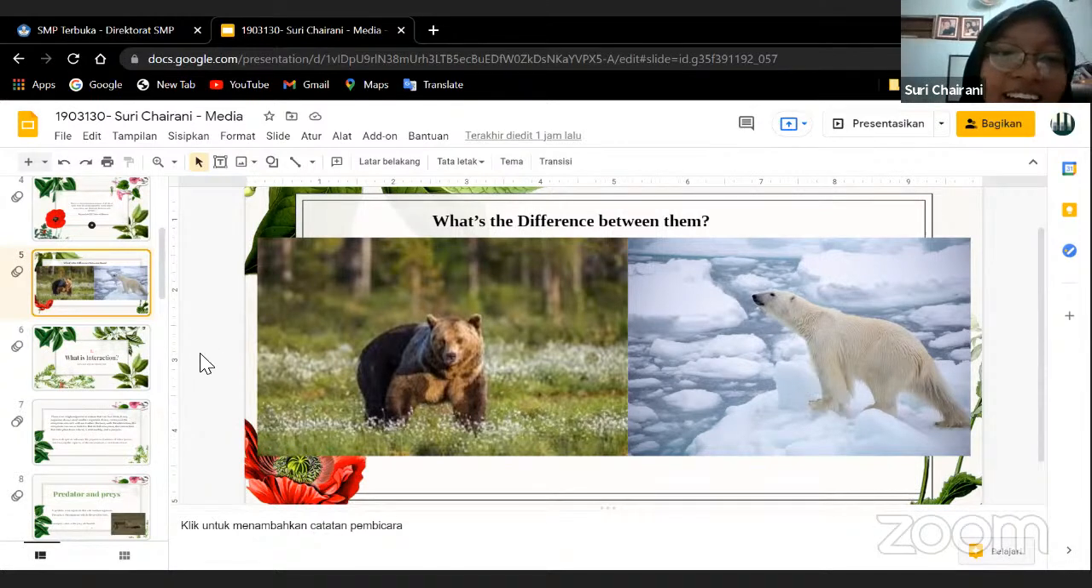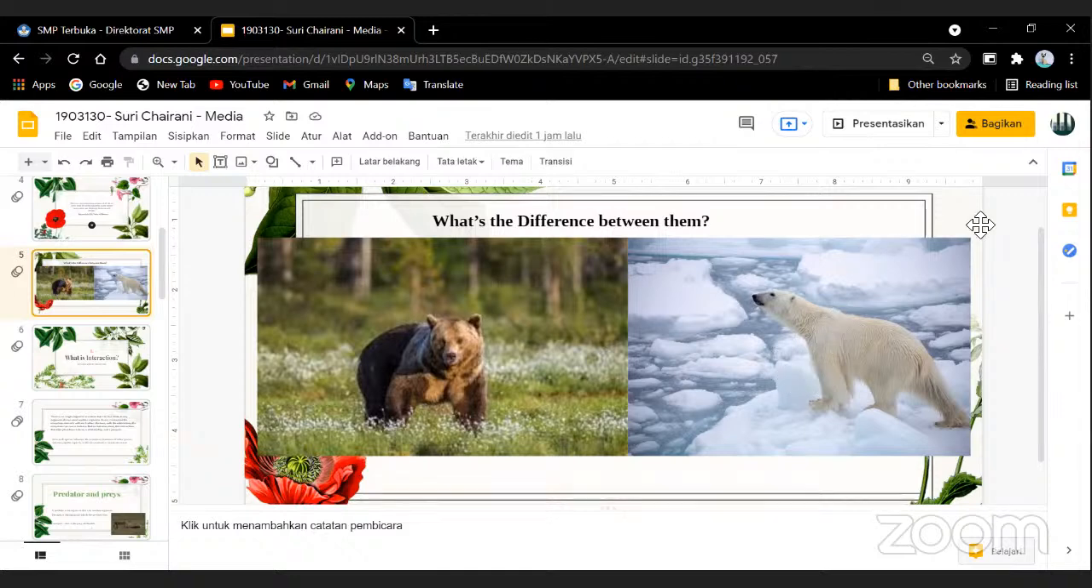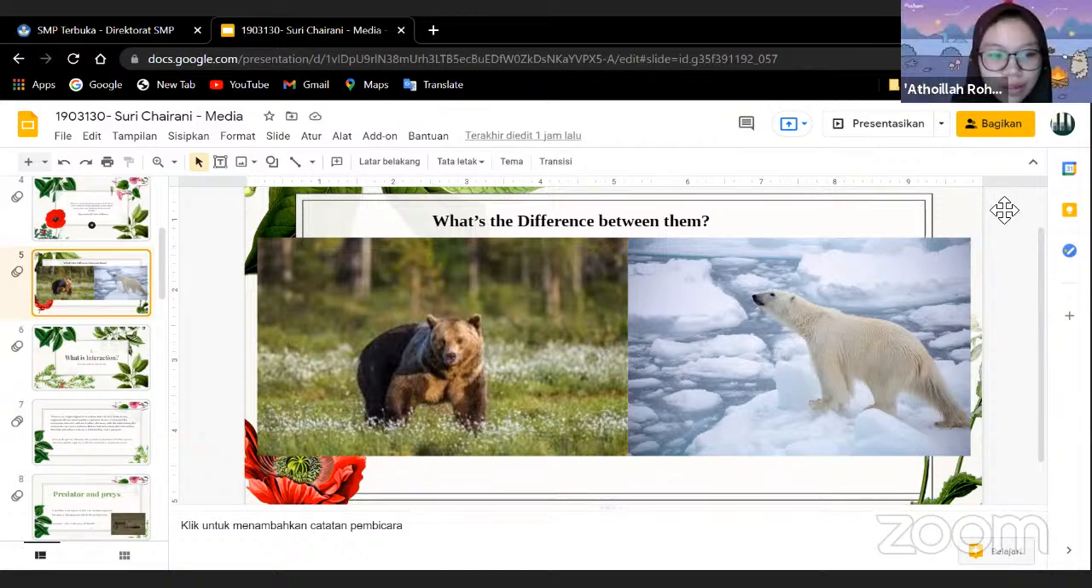Okay, everyone, I have another question from this picture. What if the polar bear changes habitat with the brown bear? What will it be? Can anyone answer it? Yes, please. It would not survive. It would die.